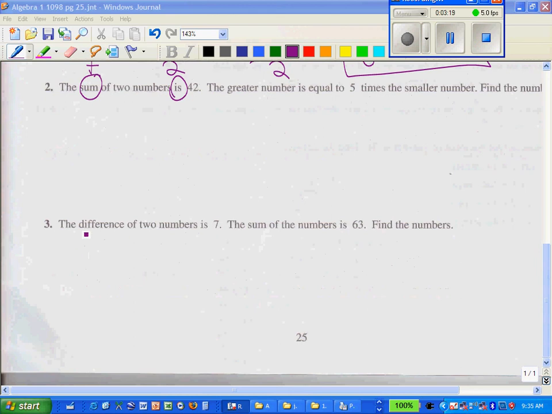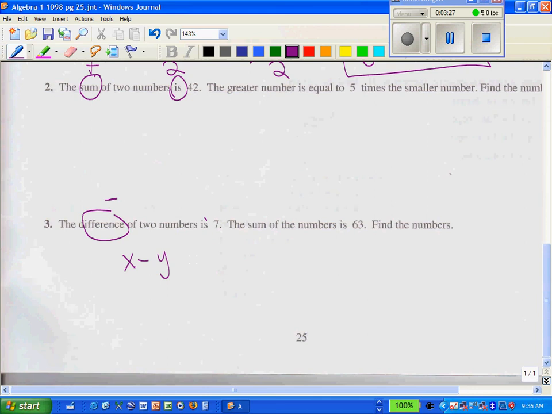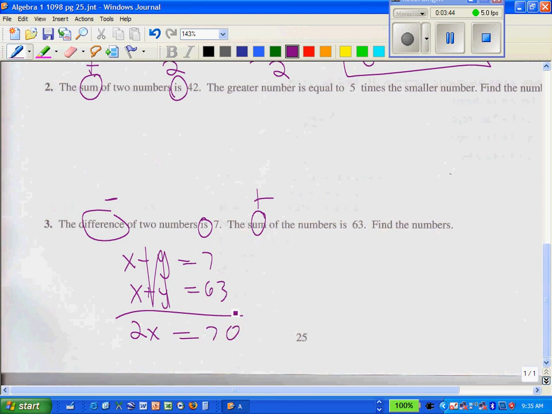Read the first sentence. It says the difference of two numbers is 7. So difference means take away. Two numbers, we don't know what they are, so we use x minus y equals 7. The sum of the numbers, we don't know what they are, but we know sum means addition, so x plus y equals 63. So here we could cancel out the y's and then add the 7's, 2x equals 70, right? Because 63 plus 7 is 70. Then we divide by the coefficient of x, which is 2. And half of 70 is 35. So x equals 35.